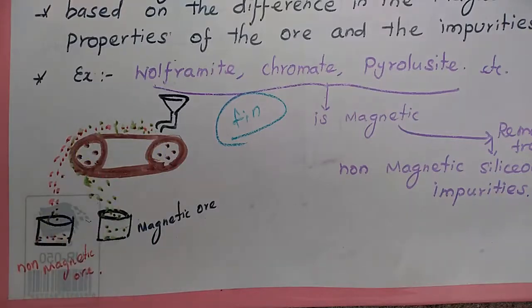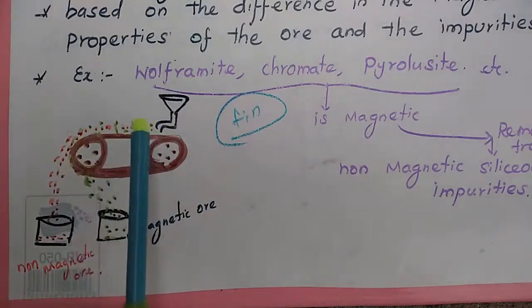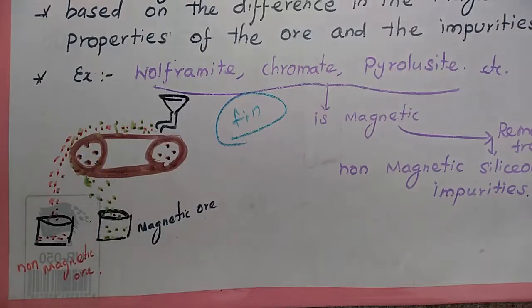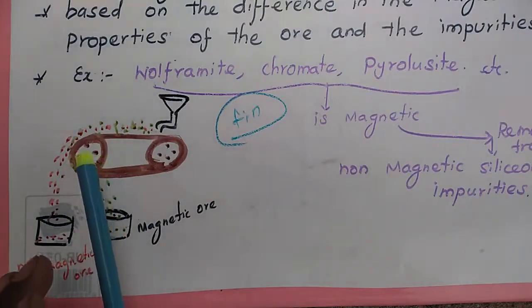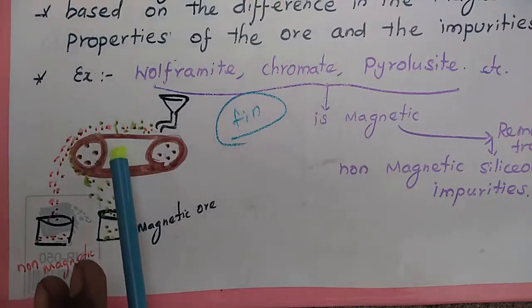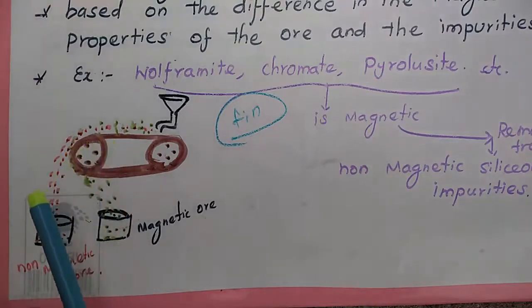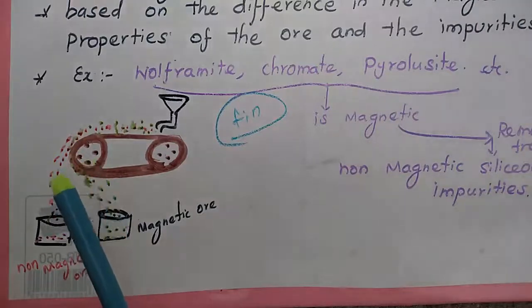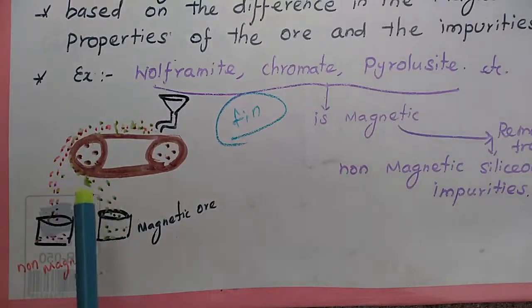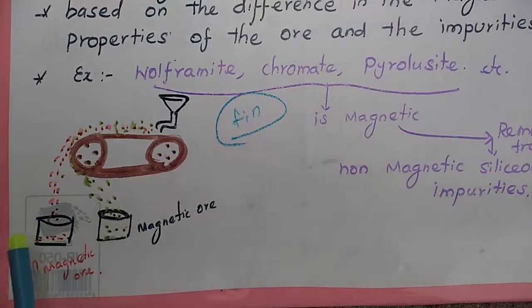First one, the crushed ore is poured onto an electromagnetic separator consisting of a belt moving over two rollers, of which one is magnetic and the other is non-magnetic. The magnetic part of the ore is attracted towards the magnet and falls as a heap close to the magnetic region, while the non-magnetic part falls away from it. This is the figure.